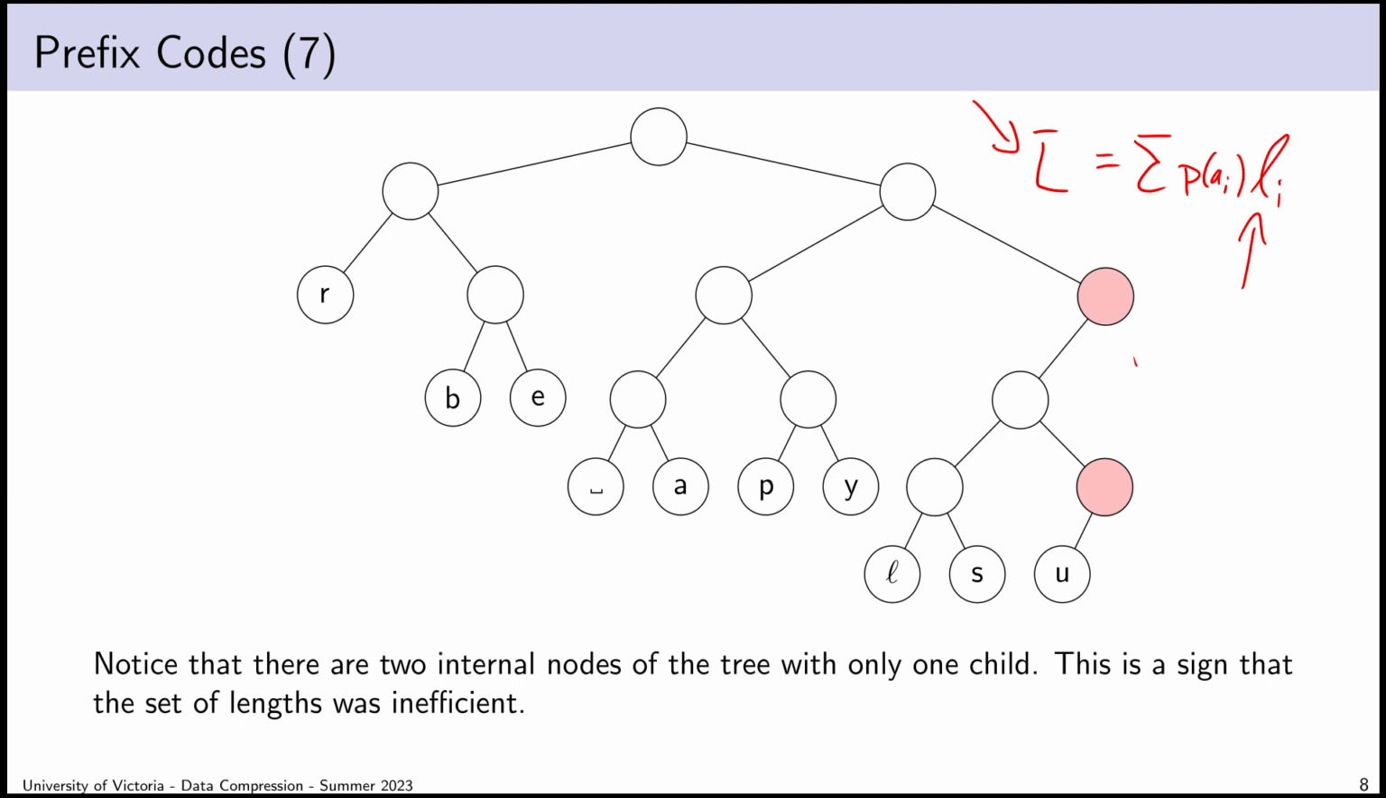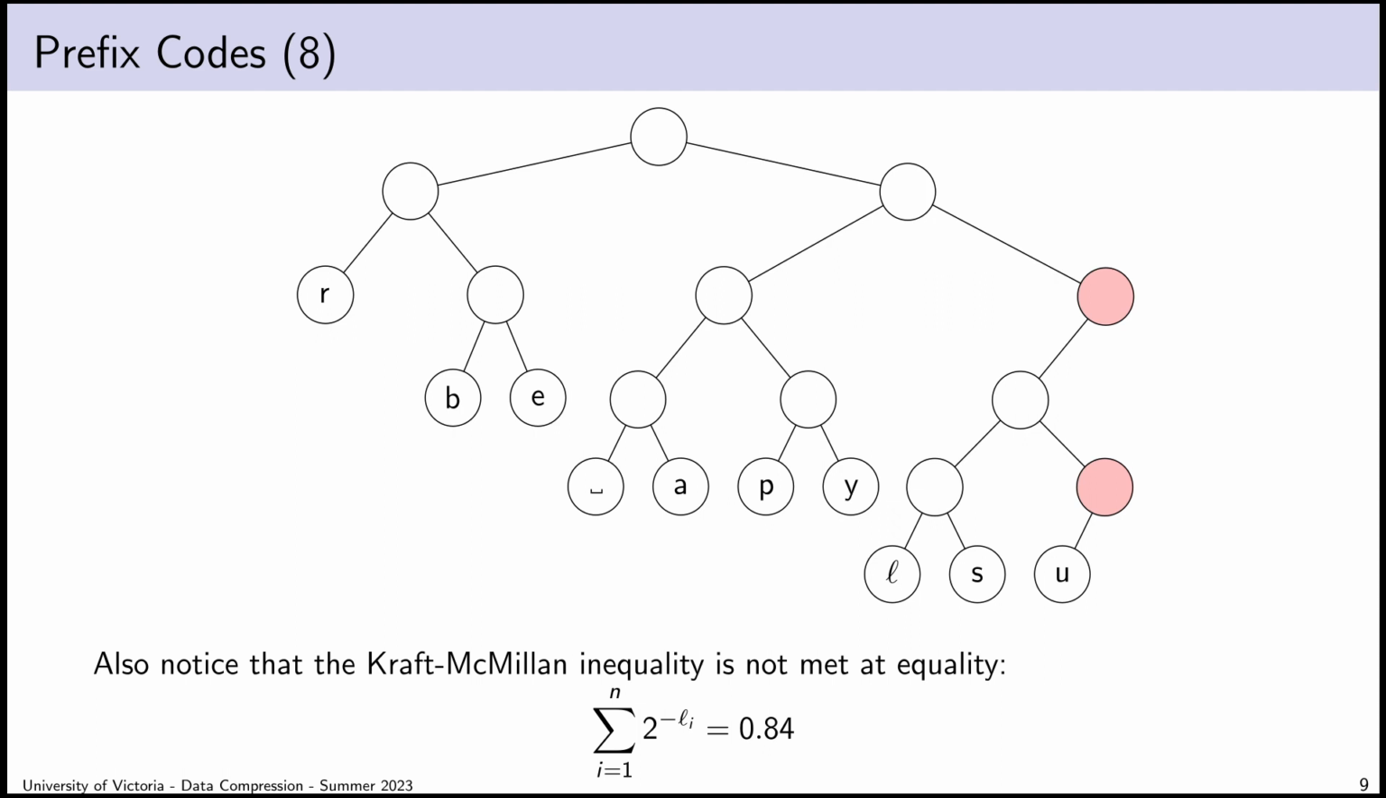So one way of observing this point here, the fact that these two internal nodes are a bit of a problem, without even having to visualize the tree, is to compute the Kraft-McMillan inequality. And recall from the last lecture that the way that I like to visualize this left-hand side, and just to be clear, the inequality itself, which must be met for any set of code lengths if you want a prefix code to exist, is this.